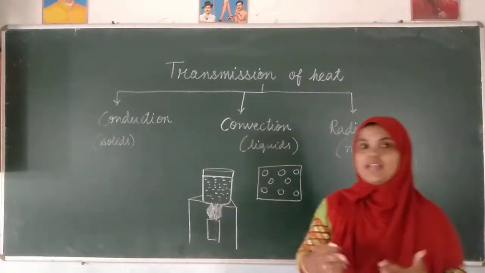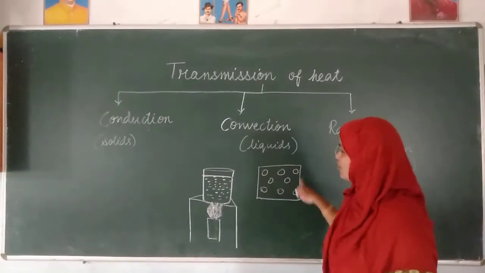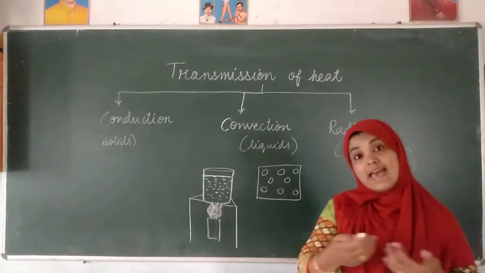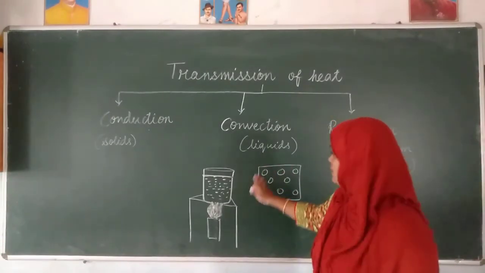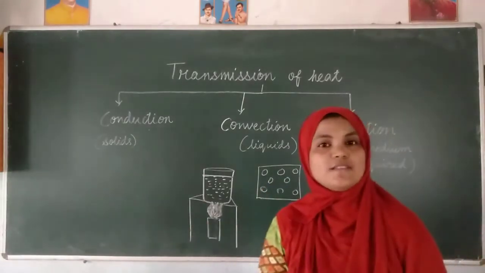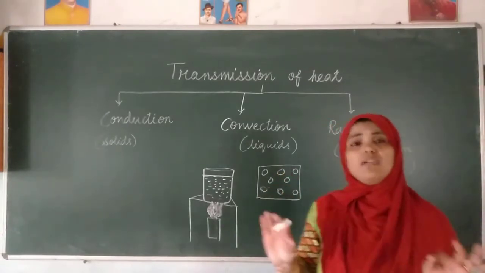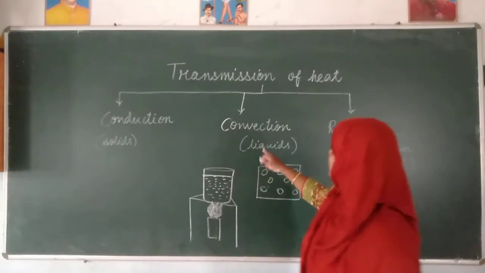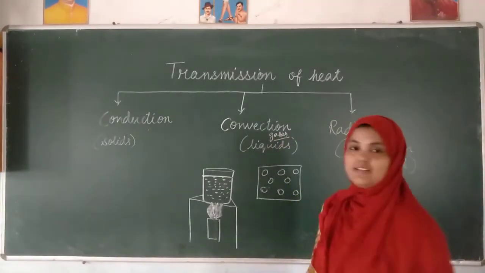Let us just go ahead with a systematic way of learning things. First let us know about the molecular arrangement here. When compared to solids, here the molecules have space between them. They have intermolecular space. They are not so tightly packed as in case of solids, right? So here the molecules have space and they have little freedom to move. That is the reason convection happens in liquids and gases.